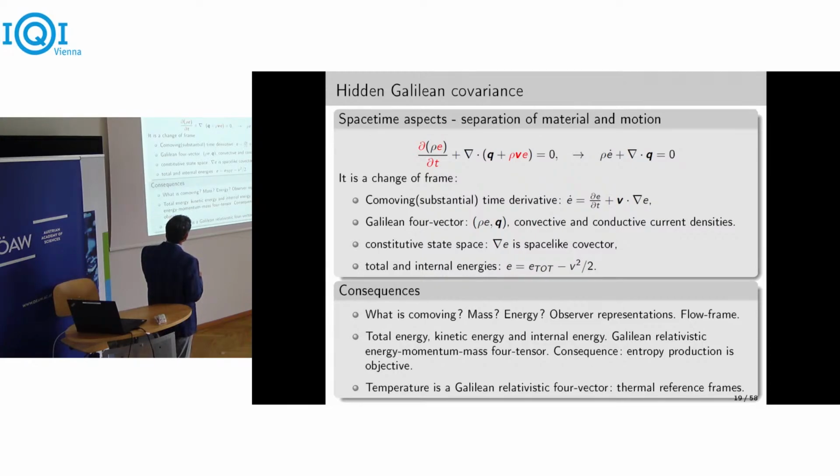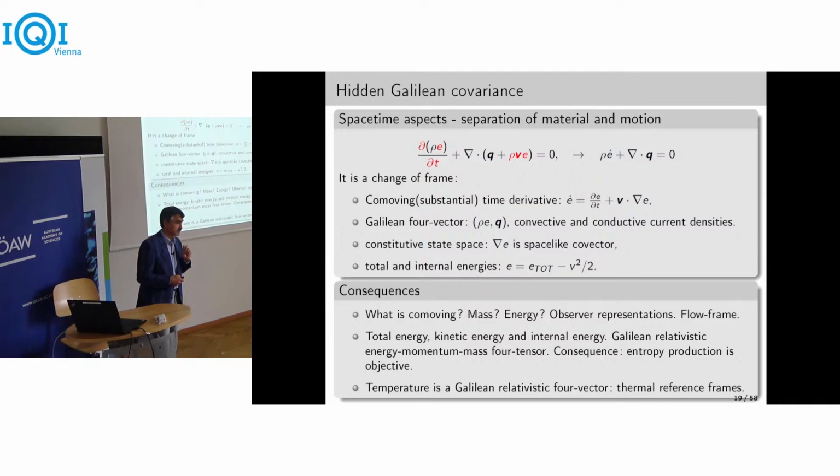And also this is a transformation of the current density vector. This is a vector, with a normal Galilean transformation. So the distinction between conductive and convective is actually a transformation rule. And actually the Galilean 4-vector can be introduced, which is the energy density and energy current density together. And this is meaningful. Also the constitutive state space, so all the quantities depend on E and the gradient of E, which is a space-like co-vector.